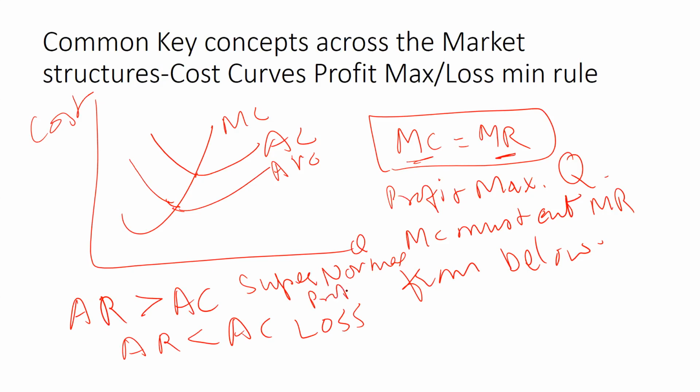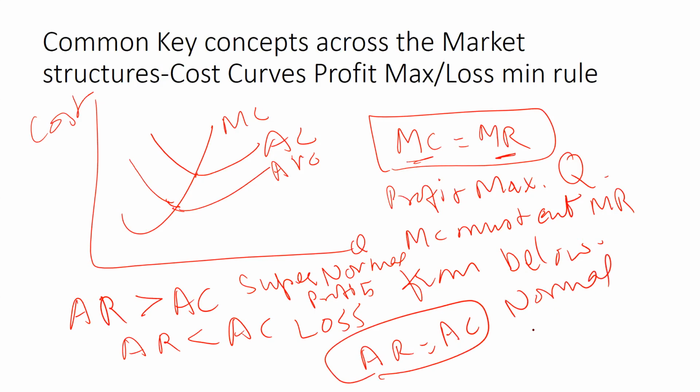Here it is making supernormal or economic profits. Of course, normal profits. And then you can remember if the firm is having AR equals to AC, it is a case of normal profits. And also if the firm has the average revenue less than or equal to average variable cost, we call it the shutdown point. So you see, these rules are the same no matter which market structure you're referring to.